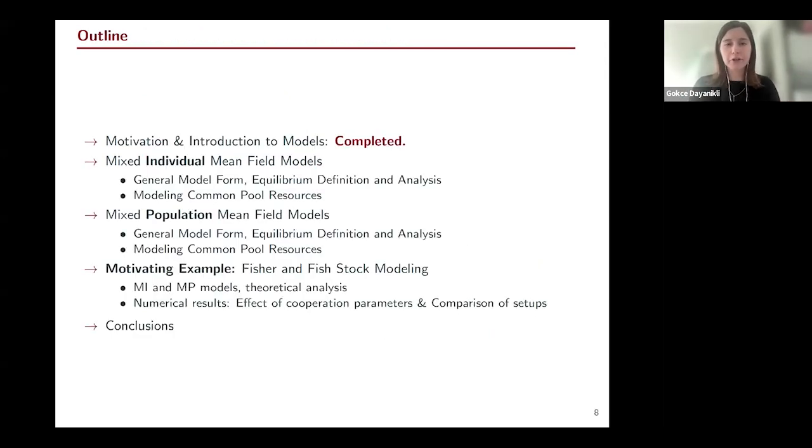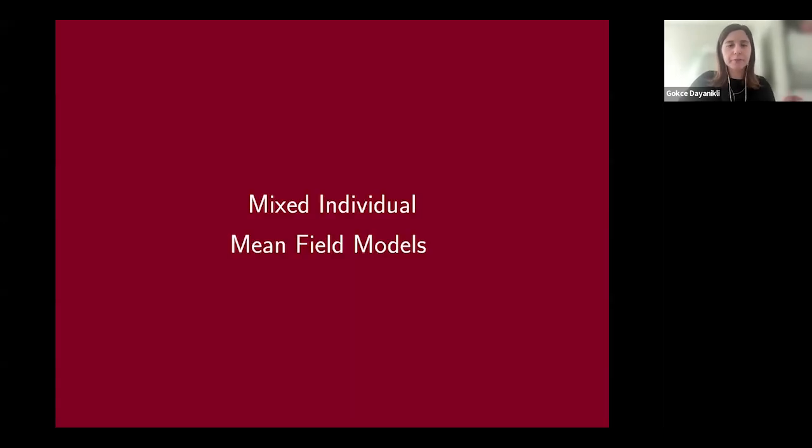Okay, so in terms of outline, we discussed the motivation and introduction to these models. Next we are going to discuss the mixed individual models in the general form. Later, we are going to look at the mixed population ones. And at the end, we are going to look at the motivating example of the fisher and the fish stock modeling, and compare the results of the mixed individual and mixed population settings. We are also going to compare this to the mean field game, of course.